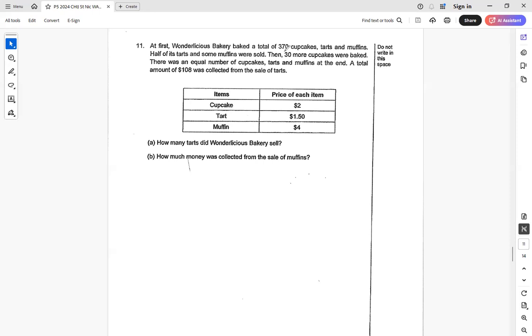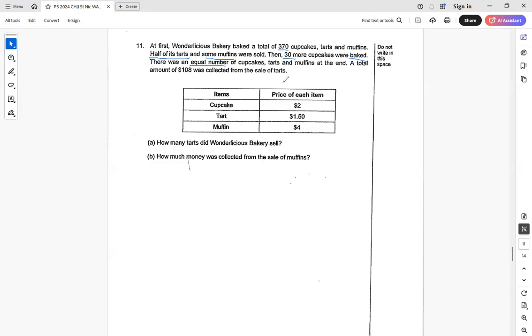Okay, so recap here, total is 370 cupcakes, tarts, and muffins. This is total at first. Then they say half of its tarts were sold. Some muffins, I don't know how many were sold. And then for cupcakes, there were 30 more that were baked. After this half sold, half muffins sold, and then this 30 more cupcakes baked. In the end, there was an equal number for each of them.